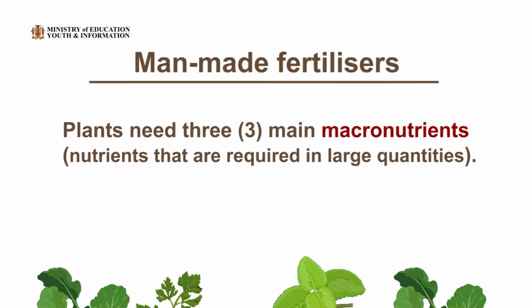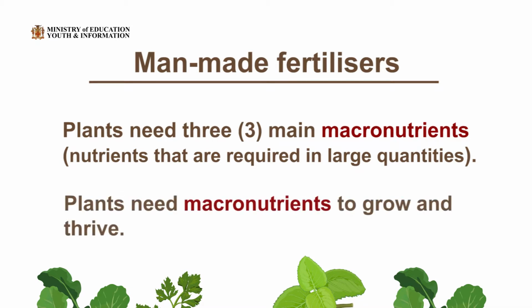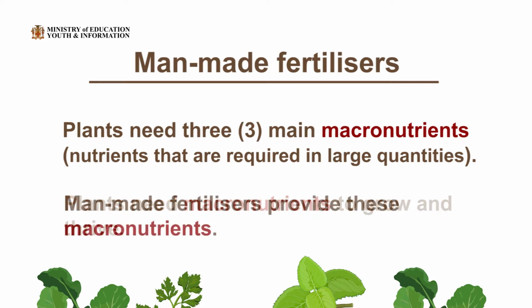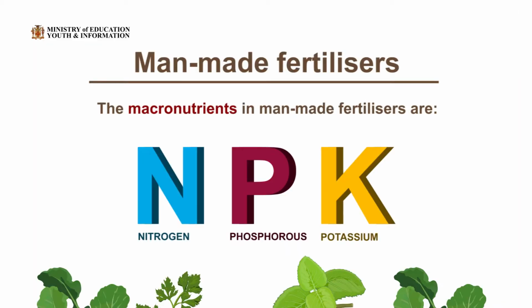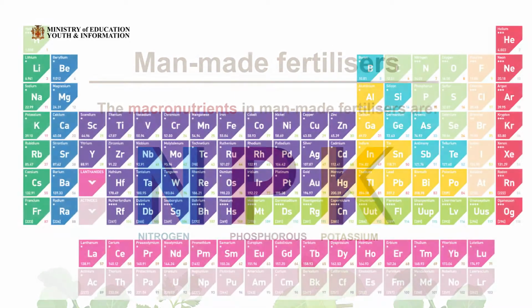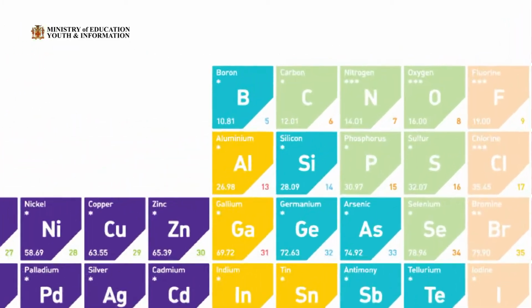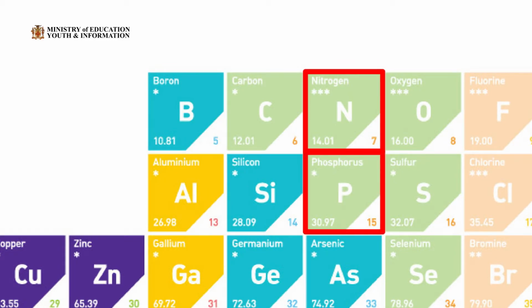Now, plants need three major, what we call macronutrients. These nutrients are needed for plants to grow. There are other nutrients that are needed, but the macronutrients are needed in the largest portion. In our man-made fertilizer, we have nitrogen, phosphorus, and potassium. N, P, K. So the N stands for nitrogen, the P stands for phosphorus, and the K stands for potassium. Now these are all found in your periodic table, and these are all elements that are found around us.